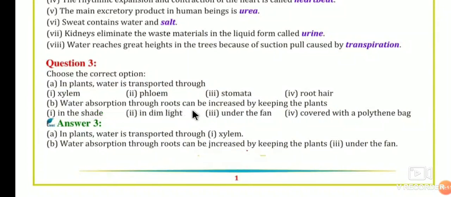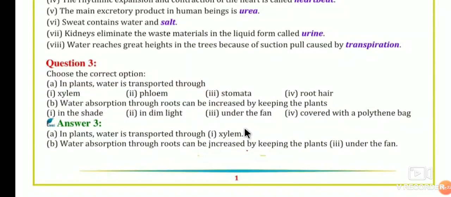Water absorption through roots can be increased by keeping the plants under the... in the shade. Shade means there is no light, so no evaporation takes place. In dim light, there is no evaporation of water. Covered with a polythene bag means there is no presence of air, so no evaporation of water takes place.